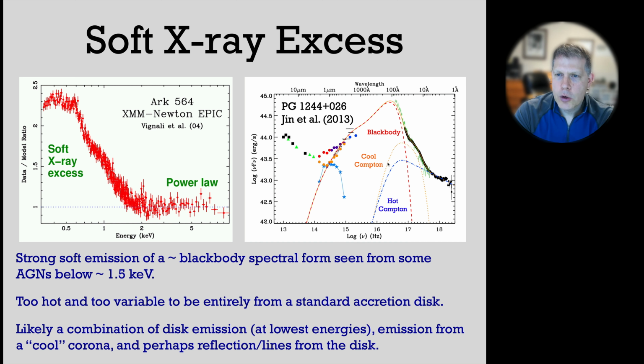That sort of a model where you have a cool Compton component could be much more effective, for example, at producing these higher energies of the soft excess that are observed, and perhaps allowing some decent degree of variability. That's another possibility. And then furthermore, you may have reflection, and I'll explain exactly what I mean by reflection shortly, or emission lines from the accretion disk. Those things may contribute to the soft X-ray excess as well. Okay, so that's a soft X-ray excess.